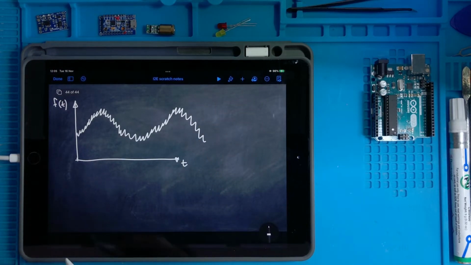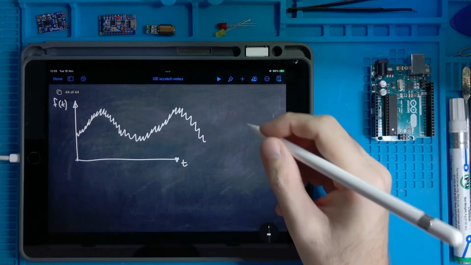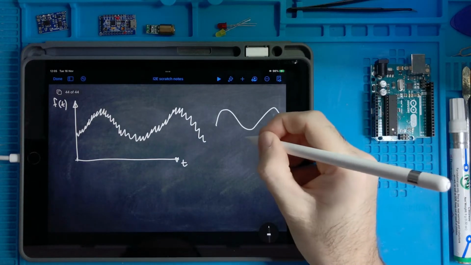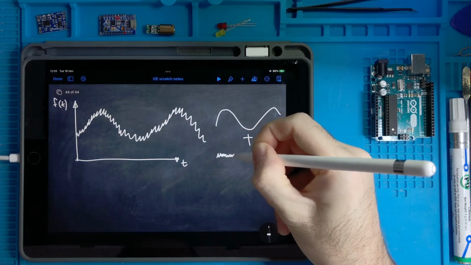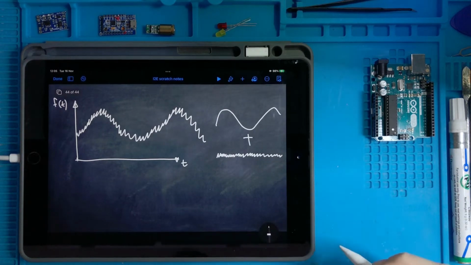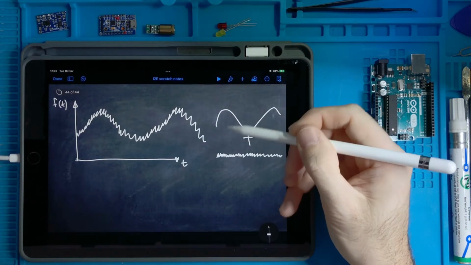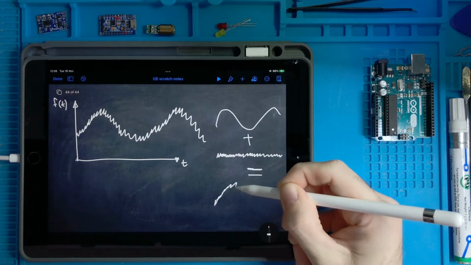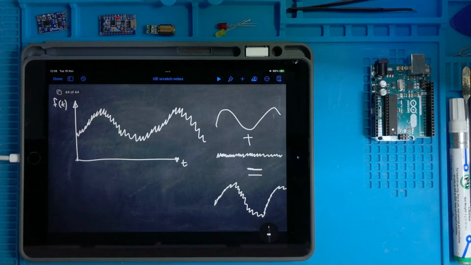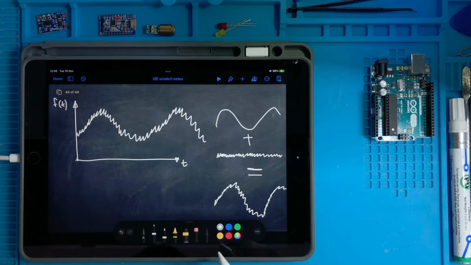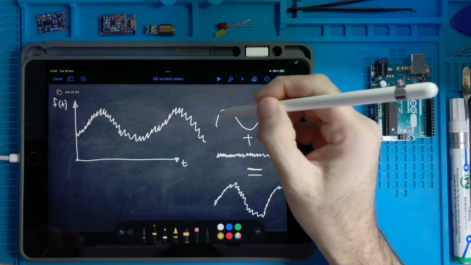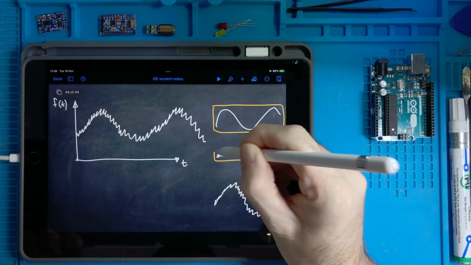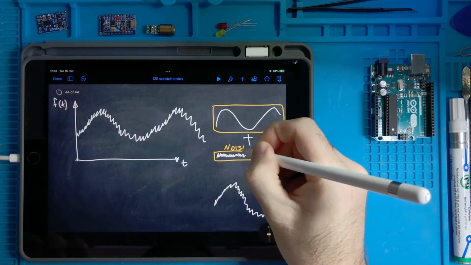So this signal could be decomposed into a big signal like this, plus a small but fast signal like this. If you add those two things dot by dot in a graphical way, you will have something like this. So we might want to say that in this context, this is our signal of interest, and this one is something we can call noise.